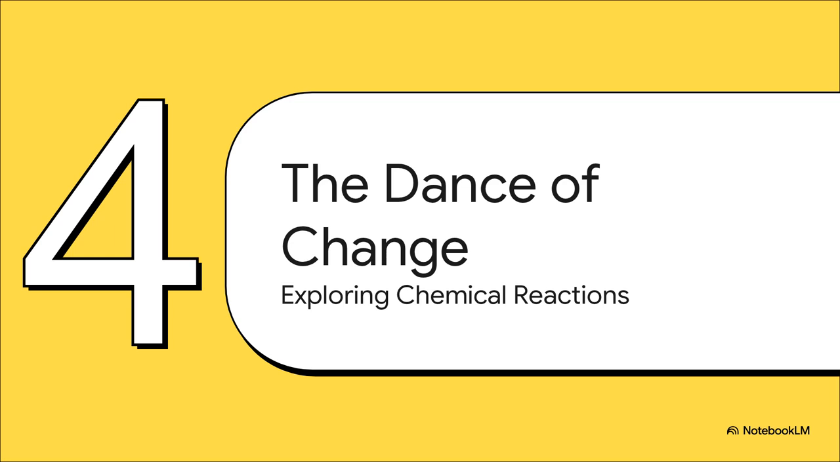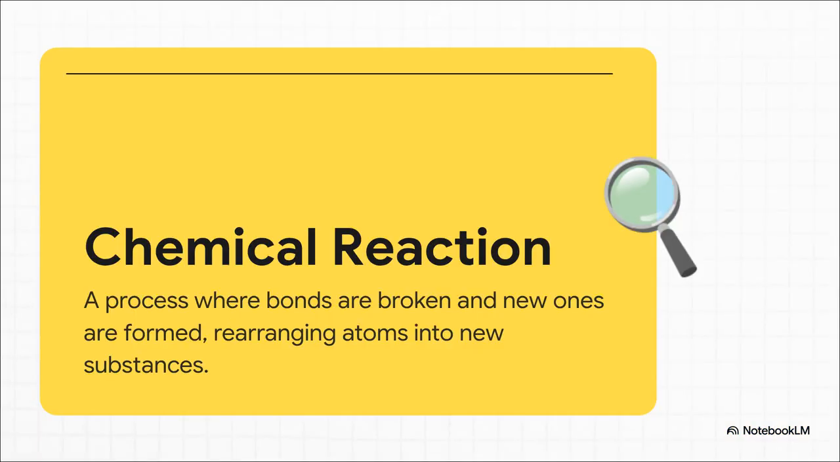Now, this whole process of atoms getting together and breaking up, it's not a one-time thing. It's happening all the time, all around us. It's this constant, beautiful dance of change. And that dance has a name, a chemical reaction. So what exactly is a chemical reaction? It's really just a reshuffling of dance partners. The atoms break away from their old partners and find new ones. The atoms themselves are still there, nothing's created or destroyed. They're just rearranged into totally new combinations, creating totally new stuff.